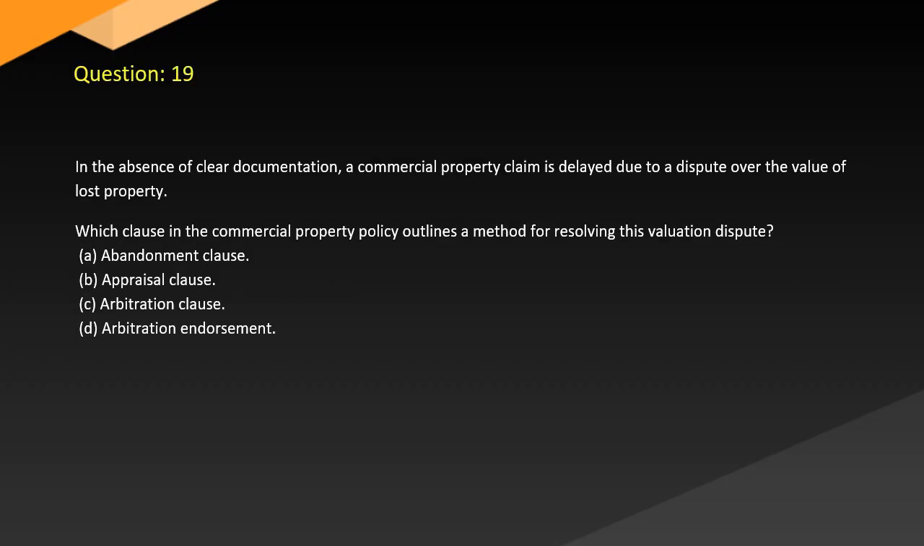Question 19. In the absence of clear documentation, a commercial property claim is delayed due to a dispute over the value of lost property. The commercial property policy outlines a method for resolving this valuation dispute: A. Abandonment clause. B. Appraisal clause. C. Arbitration clause. D. Arbitration endorsement.